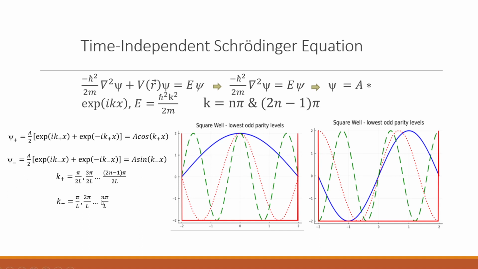If n and L equal 1, the cosine function is the blue line, which is pi over 2. So the energy of this function is pi squared over 8, which is 1.2337 if I set m and h as 1.